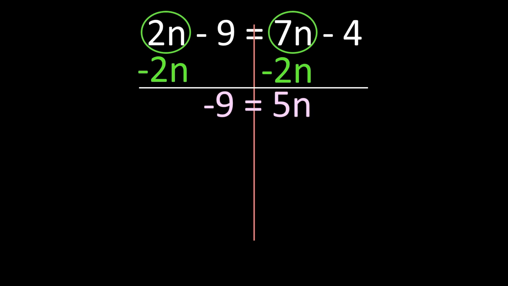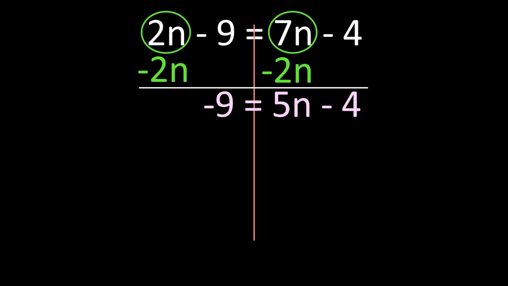Now on the right-hand side, I have 7n minus 2n, which is 5n. And this is why I did this step: subtracting the 2n on the right-hand side leaves me with a positive coefficient with the n. So it leaves me with 5n. Then I have negative 4 plus 0. I didn't do anything to the negative 4 on this side, so I still have subtracting 4 or the negative 4 on the right-hand side.